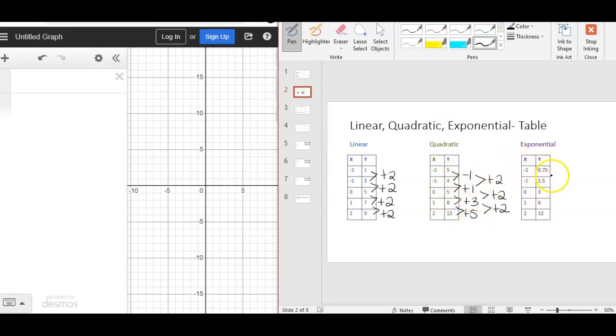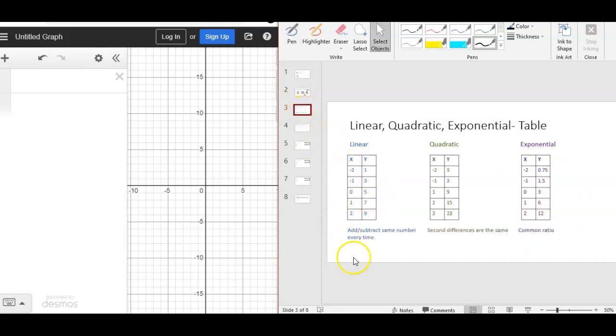What happens in an exponential function? Well, when we go from here, notice that there's a change of times 2. Here we're not adding or subtracting, but if we look at 1.5 divided by 0.75, notice that it's being multiplied by 2. Similarly, when we go from 1.5 to 3, notice that we have a change of times 2. So that's what happens in an exponential function. You are multiplying by the same ratio every time.